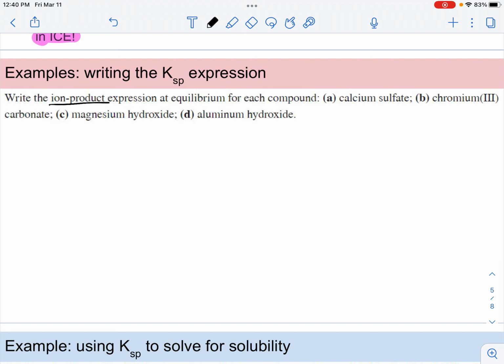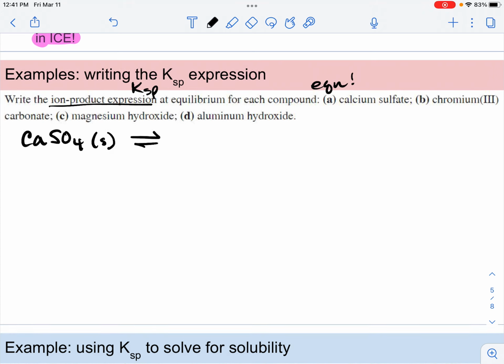So they want the ion product expression, so that's KSP, and in order to do that, I need the equation first. So I'm going to do calcium sulfate. This is great naming and formula writing review. Calcium is 2+, sulfate is 2-, so the formula is CaSO4, and I'm going to put solid there. And then it's going to be at equilibrium with the two ions that form it. In this case, that would be Ca2+ and SO4 2-.